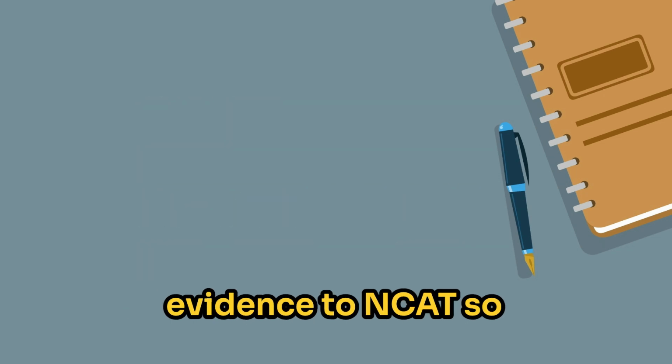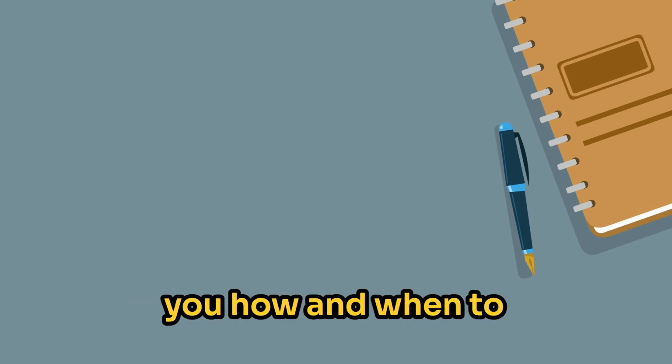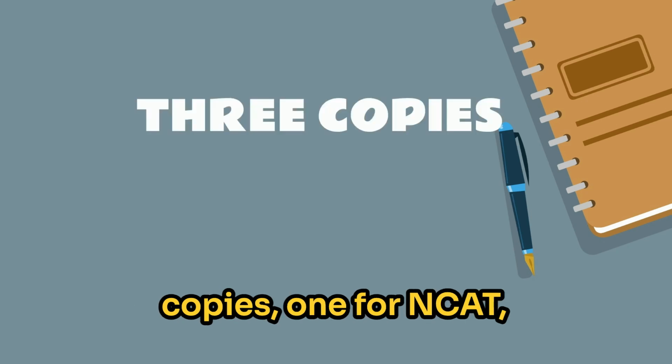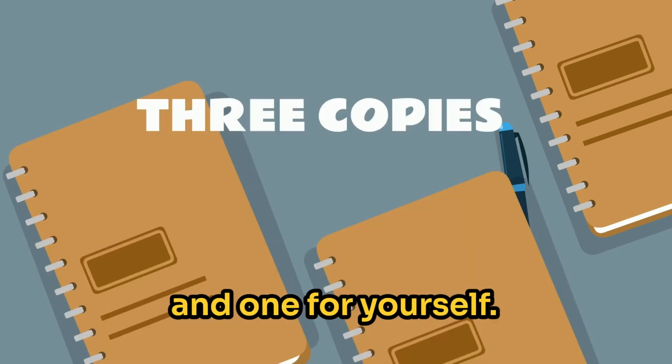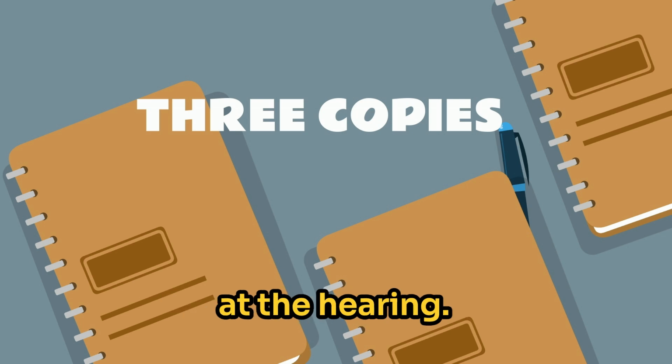You need to provide evidence to NCAT so they can make a decision. The tribunal will tell you how and when to do this, but it's usually a good idea to make 3 copies, one for NCAT, one for the landlord, and one for yourself. This makes it easier to refer to your evidence at the hearing.